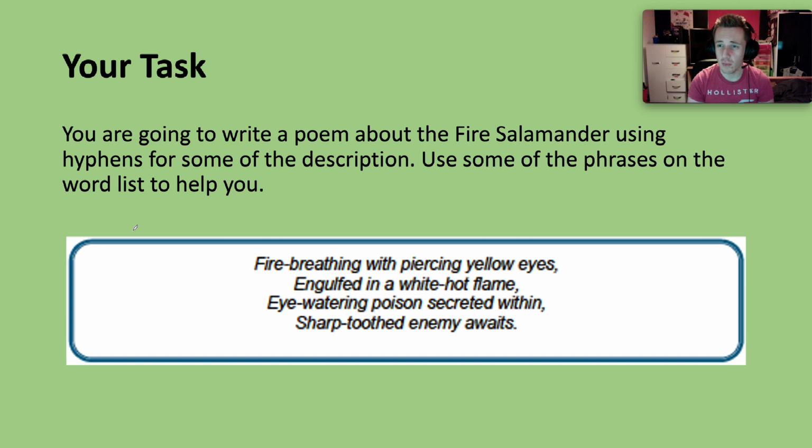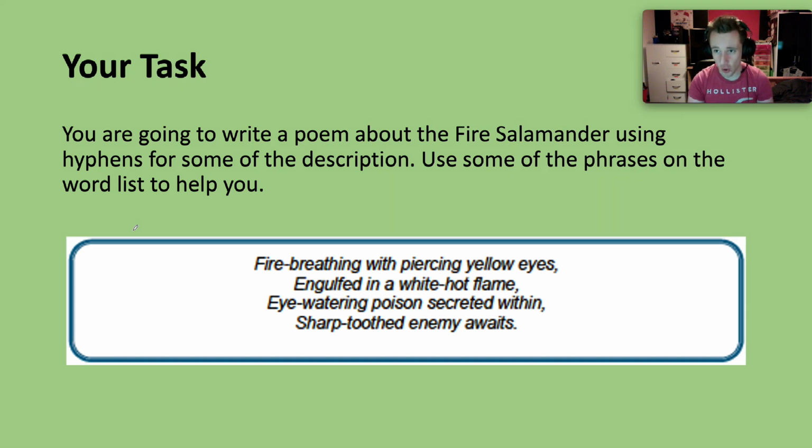Fire breathing with piercing yellow eyes, engulfed in a white-hot flame. Eye-watering poison secreted within, sharp-toothed enemies await. If you're thinking, Mr. Kent, how am I going to write a poem? Don't worry, just write 4 or 5 sentences to describe the fire salamander that use a hyphen in it.